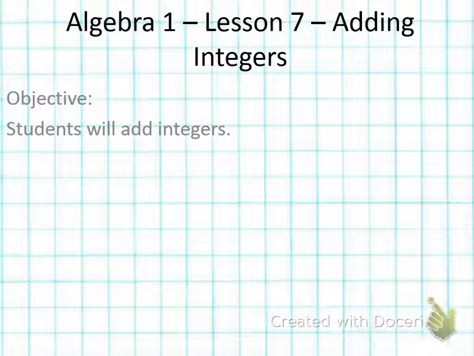Okay, this is lesson 7. We're going to be adding integers today. This is real basic adding, subtracting numbers. Integers are any whole numbers that are positive or negative, okay? So we're going to add positive and negative numbers together.